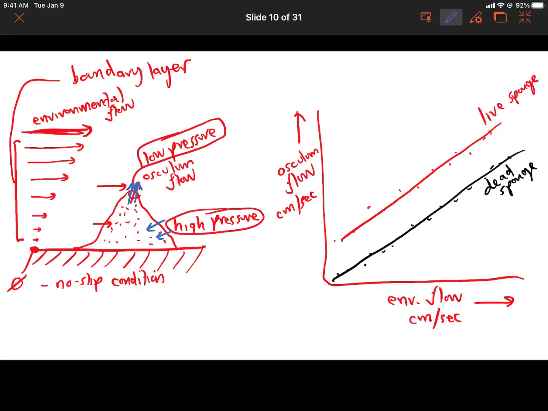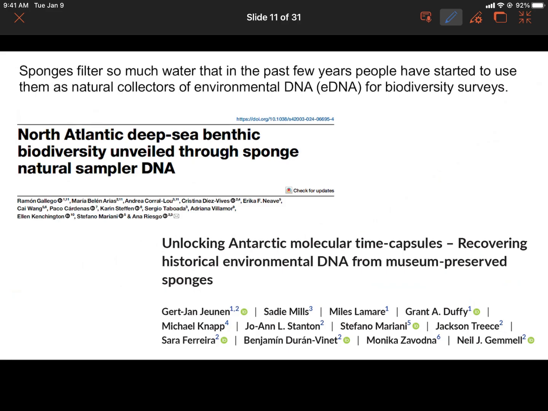All right, so that's two completely different flow-related phenomena with sponges, and altogether it just sort of contributes to their amazing ability as filterers of seawater. And I just want to point out something I just saw in the literature. In the past 2 years, people have started using sponges as natural samplers for environmental DNA, because they move so much water through them, they capture so many particles, that people are starting to think, wait a minute, everything is passing through a sponge. Maybe we could use these as samplers for environmental DNA.